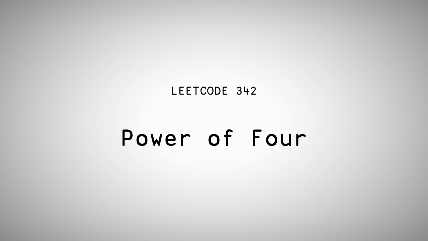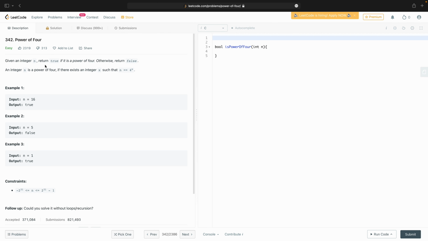Today we are doing the power of 4 problem. Given an integer n, return true if it is a power of 4, otherwise return false. An integer n is a power of 4 if there exists an integer x such that n is equal to 4 to the power of x. So here we say 16 is 4 squared, 5 is not a power of 4, 1 is 4 to the power of 0. So that's those.